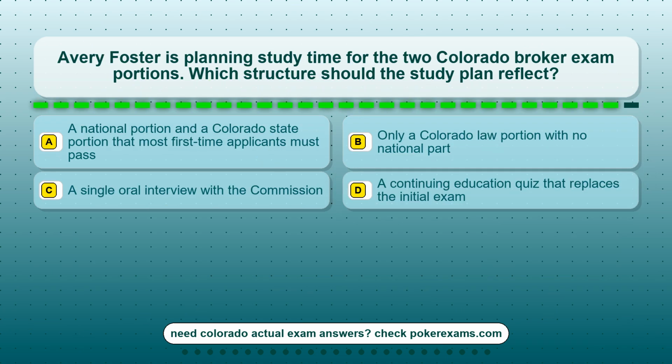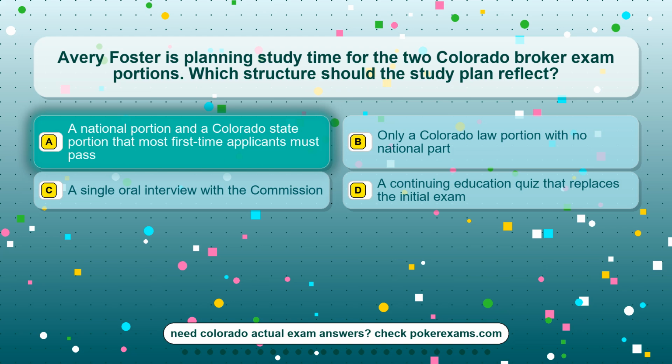Question 2. Avery Foster is planning study time for the 2 Colorado broker exam portions. Which structure should the study plan reflect? Option A. A national portion and a Colorado state portion that most first-time applicants must pass. Option B. Only a Colorado law portion with no national part. Option C. A single oral interview with the commission. Option D. A continuing education quiz that replaces the initial exam.